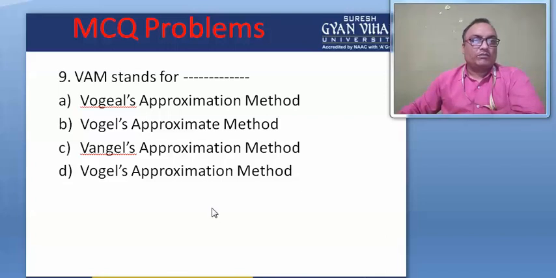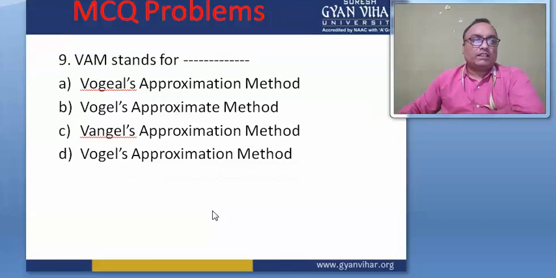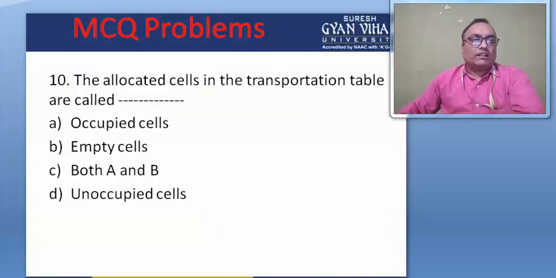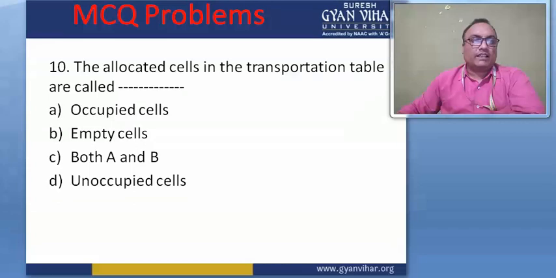And then move to question number 10. The allocated cells in the transportation table are called occupied cells, right? These are called the occupied cells. So A answer is right.